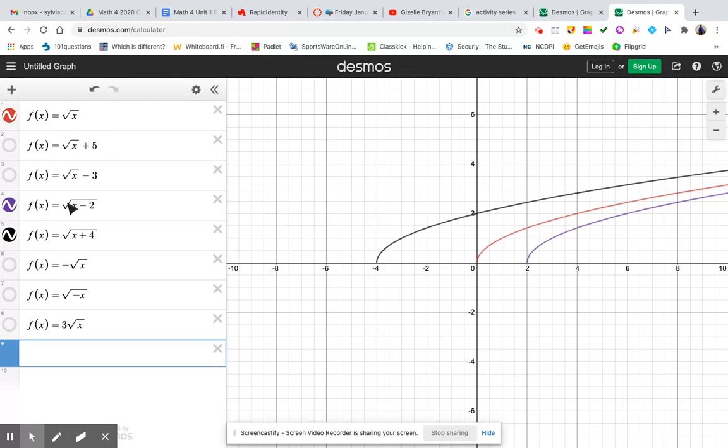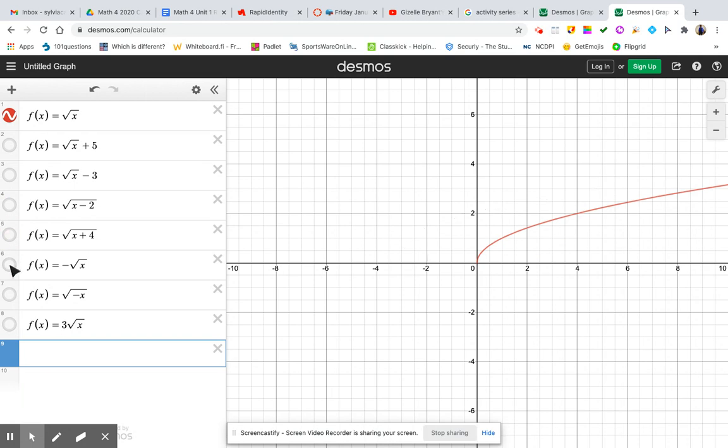So again, this is what I was saying about any kind of grouping symbols. If you have any kind of grouping symbols, it's the opposite of what you think. So this x minus 2 in the purple, it actually moved it right 2 spaces. This x plus 4 in the black color, it actually moved it to the left 4 spaces. So number 2 was up 5. Number 3 was down 3. Number 4 in the purple moved right 2 spaces. And number 5 in the black moved left 4 spaces.